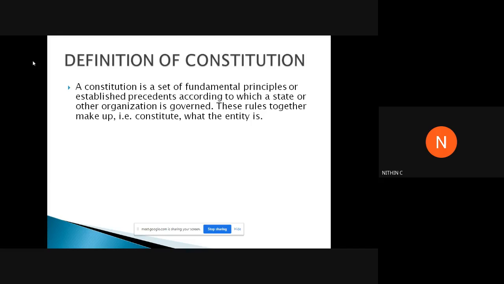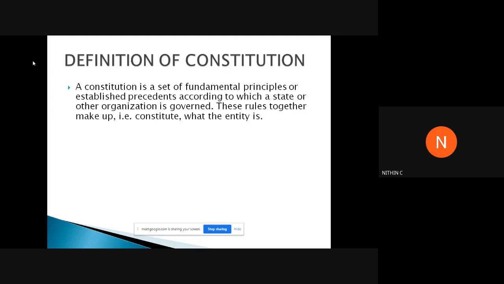A set of rules, we can summarize it like that. A set of rules according to which a state or other organization is governed. This is actually a general definition for constitution. A constitution is not only for our country; we will be having constitutions for companies and for parties also. For the different political parties also, they have their own constitutions. So they work based on that constitution. It is something that we design at the very beginning. So all the political parties, all such organizations will be working based on that constitution.